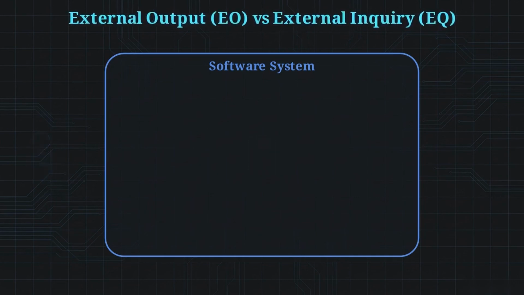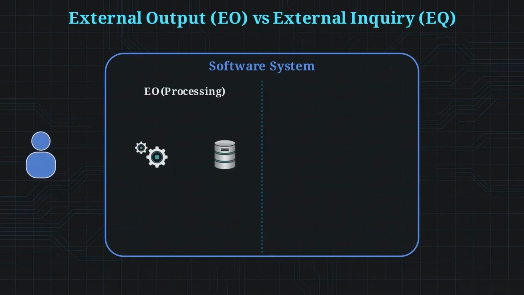Now, look at how data leaves the software. An external output, or EO, is information sent to the user after undergoing processing or calculation. When a payroll system calculates taxes and deductions to generate a monthly salary slip, that is an external output.